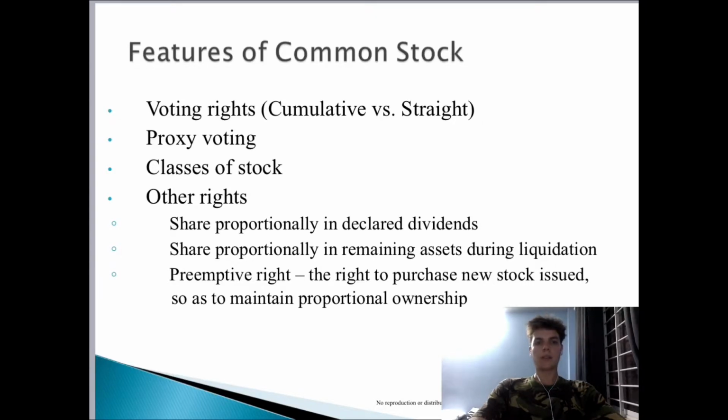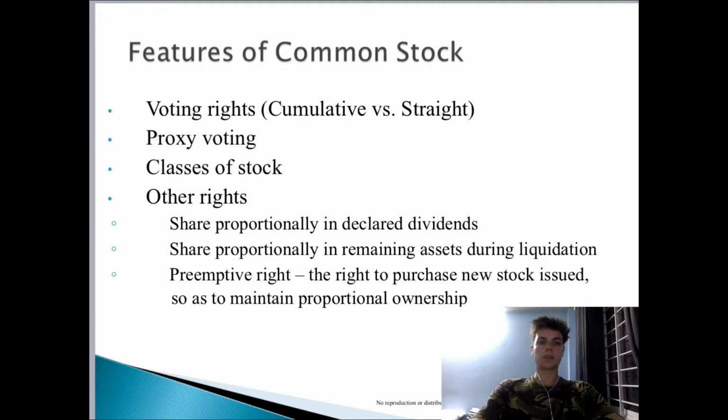The shareholders have the right to vote for the board of directors and other important issues. Cumulative voting increases the likelihood of minority shareholders getting a seat on the board compared to straight voting. Proxy votes are similar to absentee ballots. Proxy fights occur when minority owners are trying to get enough votes to obtain seats on the board or affect other important issues that are coming up for the vote.